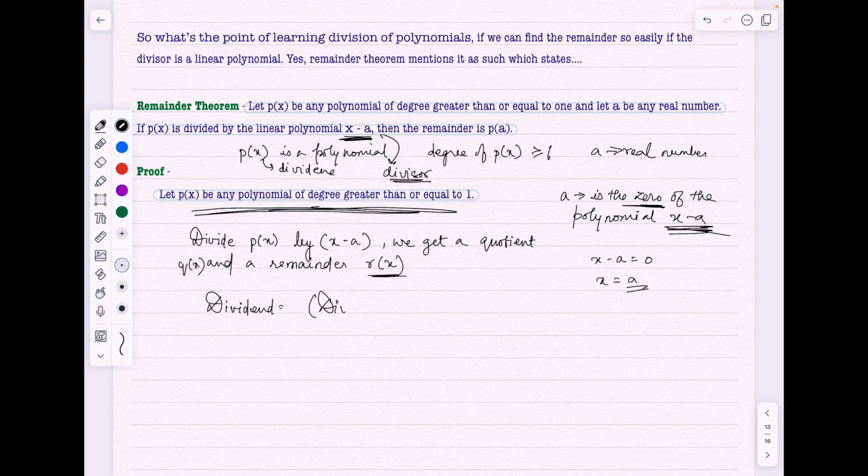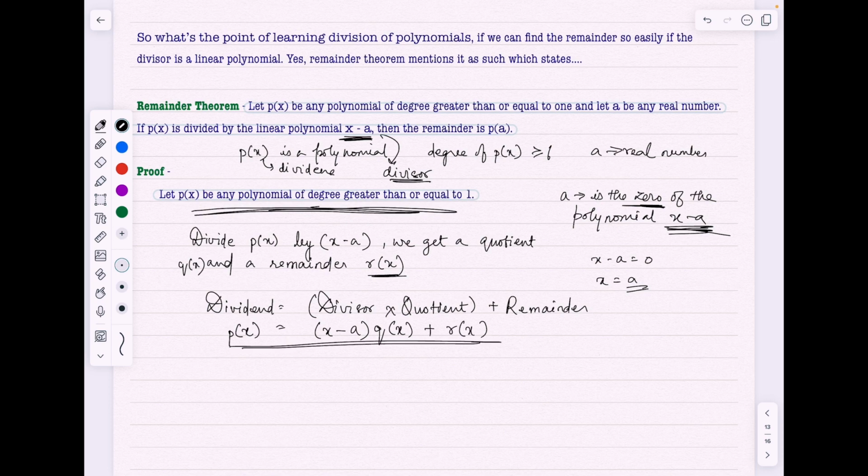Using the formula I have already told you, dividend equals divisor into quotient plus remainder. So the mathematical form I have already written: dividend is P(x), divisor is x minus a, quotient is q(x), remainder is plus r(x). Are you getting it? This is the equation that we are getting: P(x) equals (x minus a) into q(x) plus r(x).